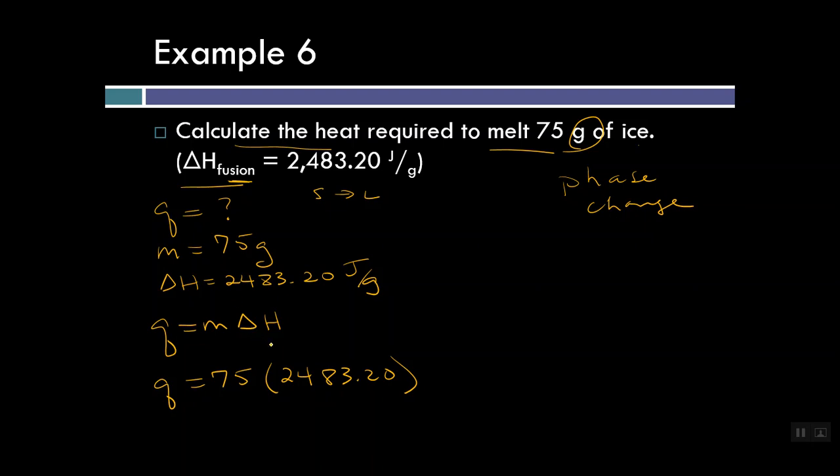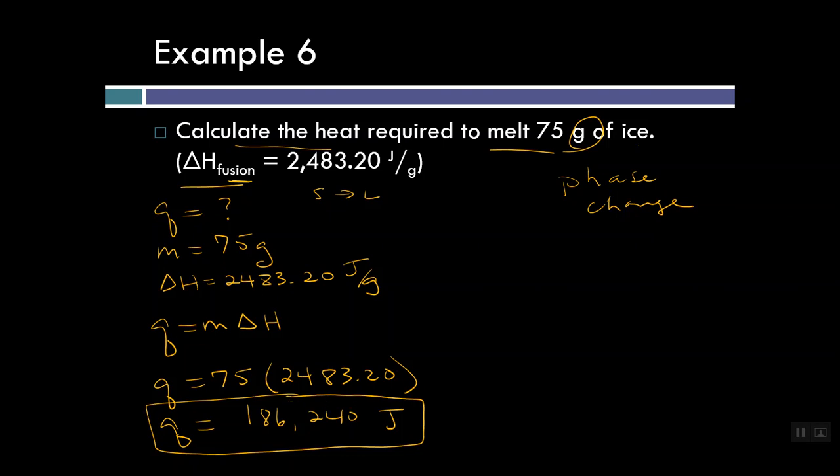And I get that the heat would be, and that would be joules. Okay, awesome. Very good. And if I wanted two significant digits, I would make that 1.9 times 10 to the 1, 2, 3, 4, 5 joules. All right.